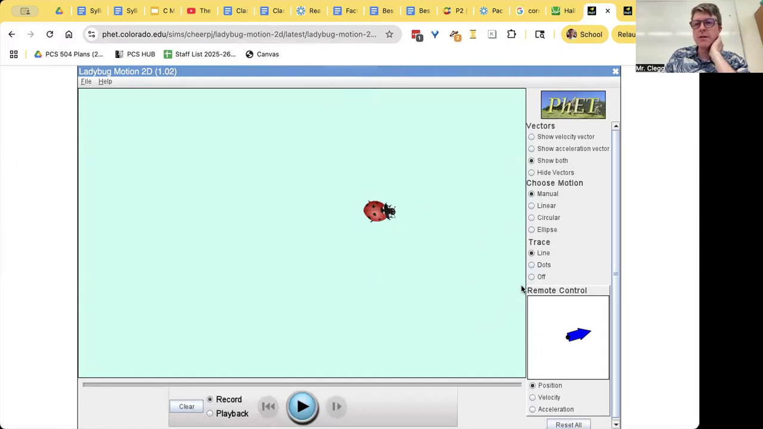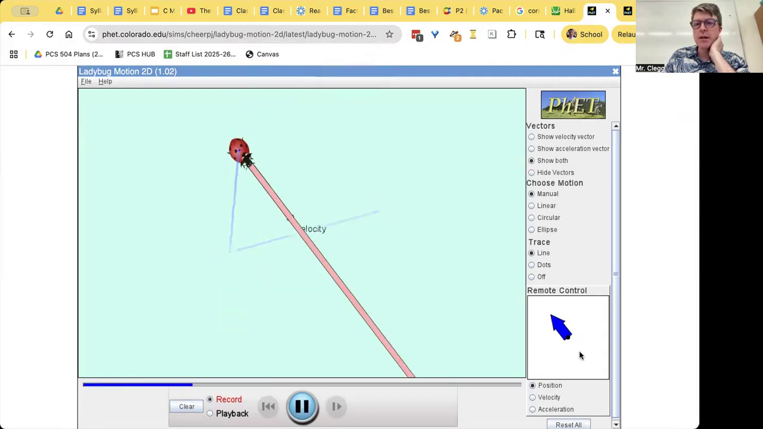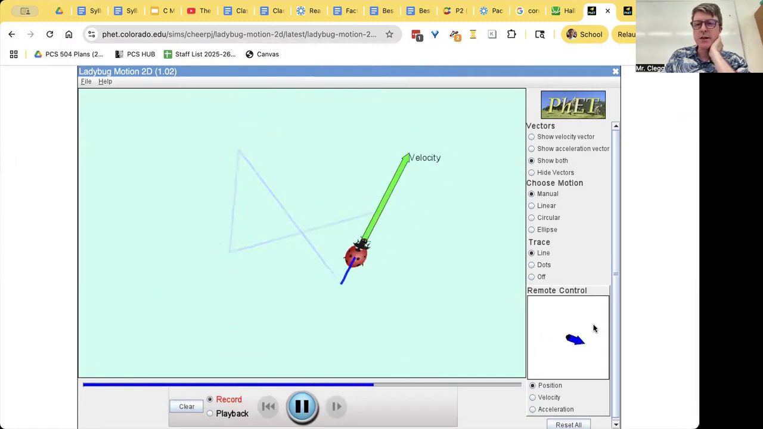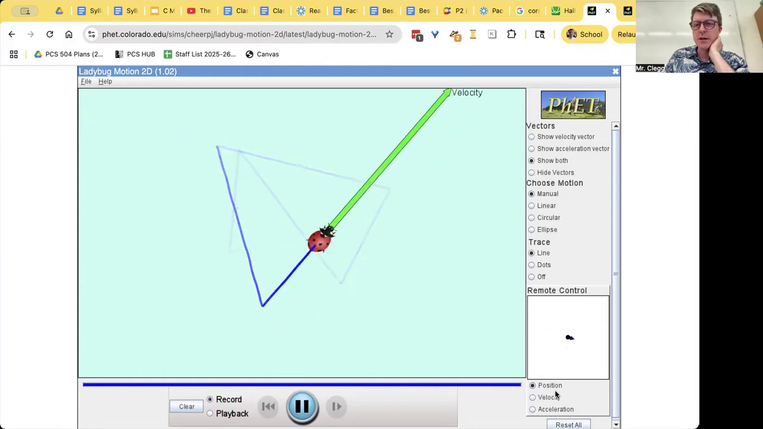One of the things that you can do, you can control the ladybug with the remote control. And one of the things you can see is when I just specify a displacement vector or a position vector, same thing, it actually just moves it to a spot. And you can see there's these other vectors that are coming out. What are those things? I'm going to switch it over to velocity now.